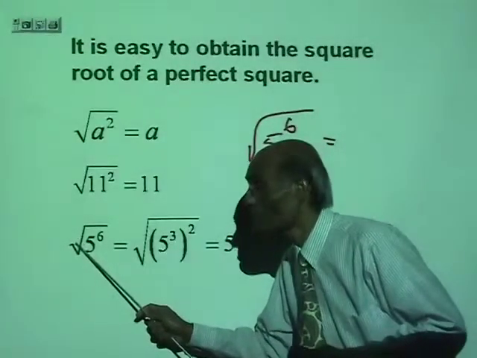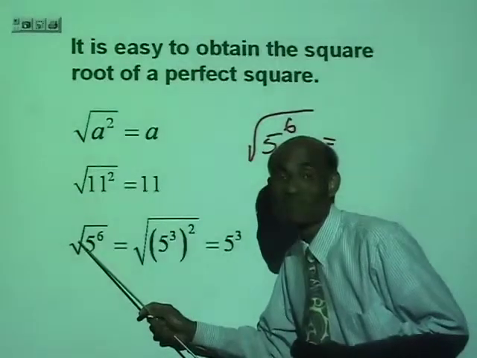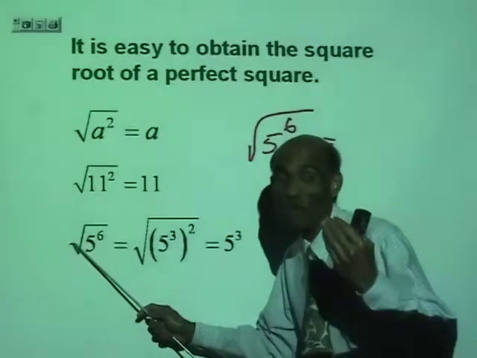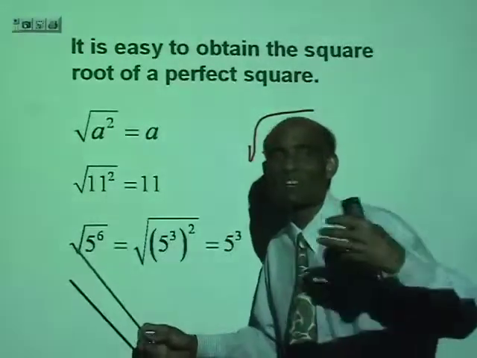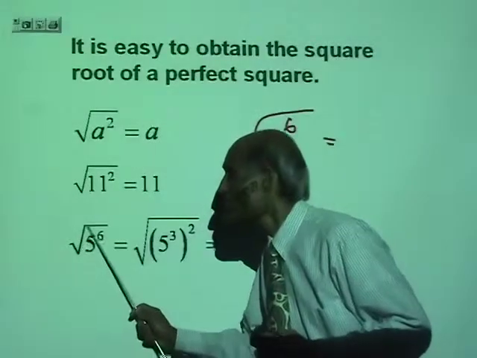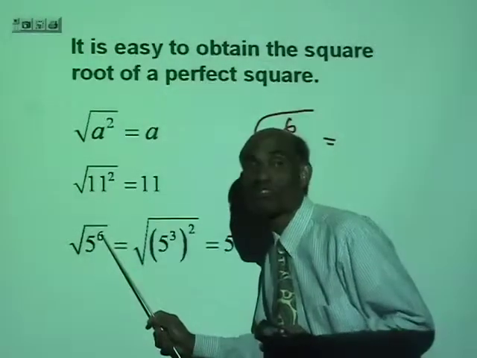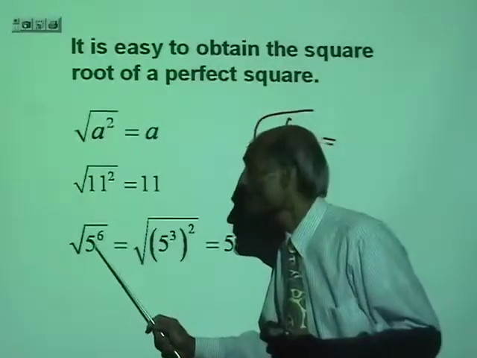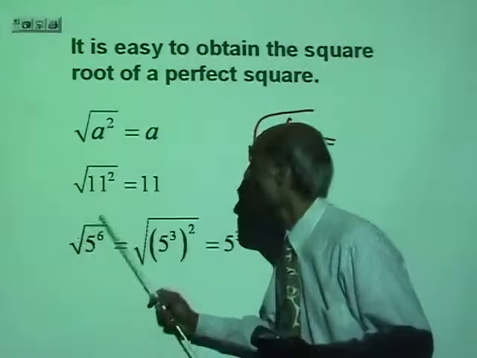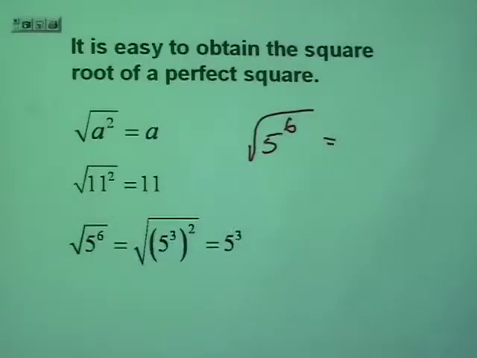Actually there must be a number there. For square root we don't write it. You see, the type of radical, this is a 2, second root. Square root is the second root. So if you want to take the square root of 5 to the power of 6, all you need to do is divide the power by 2. So that will be 5 to the power of 6 divided by 2, which is 5 to the power of 3.